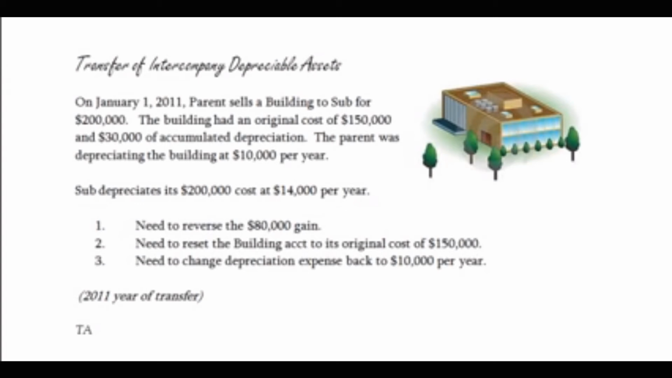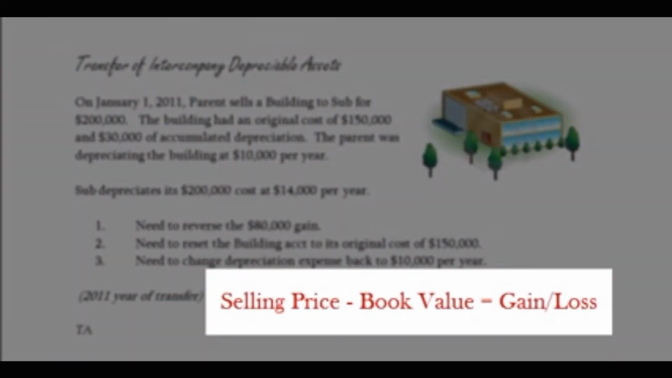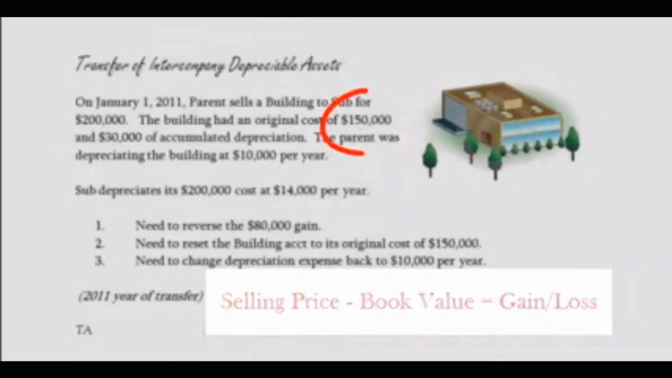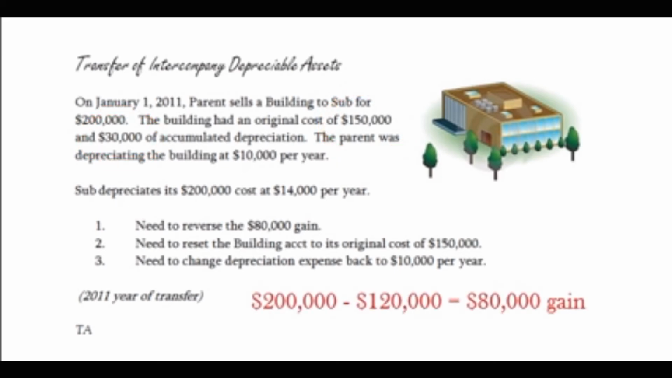So what would the parent be reporting from this sale? Did they have a gain or a loss on the sale? Well, recall from other accounting classes that to figure that out, you compare the selling price of the building of $200,000 to its book value. The book value is the original cost of $150,000 minus the $30,000 that's already been recovered. So $150,000 minus $30,000 means the book value is $120,000. They sold it for $200,000, so the parent would be reporting a gain of $80,000.